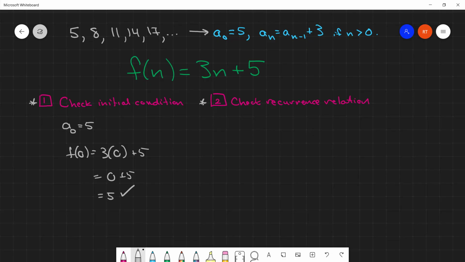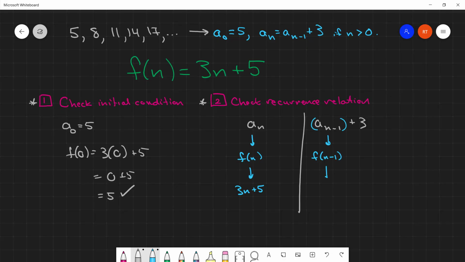We now need to check that f of n satisfies the recurrence relation, not by plugging in specific values of n, but using the formula itself. So here's the recurrence relation again. Separate off the left side from the right. On the left, we have a sub n. Replace this with its corresponding function value f of n. The formula for this is 3n plus 5. Now go to the right side. We have a sub n minus 1 plus 3. Replace that sequence term with its corresponding function value f of n minus 1.